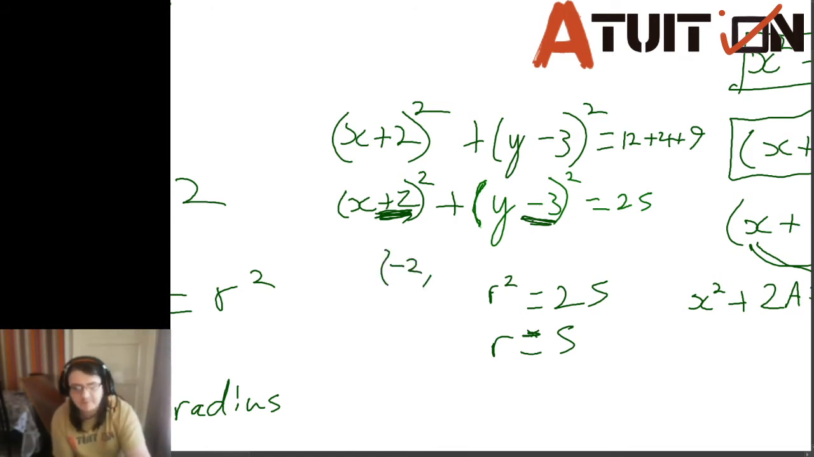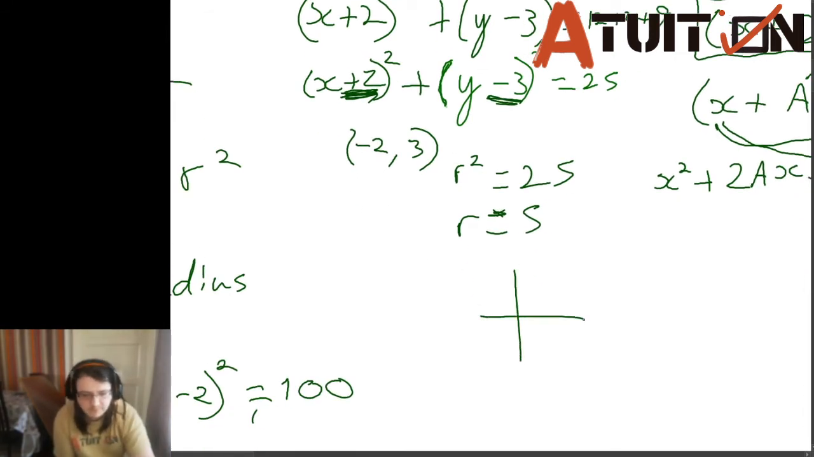The negative of minus 3 is, well, you could just think of those two numbers times minus 1. Minus 3 times minus 1 is 3. So the coordinates for the centre of the circle is minus 2, 3. So if we had that on a graph, we'd have minus 2 there, and then 3 up there. That's the centre. The radius is 5, so it would be a circle all the way around that centre.